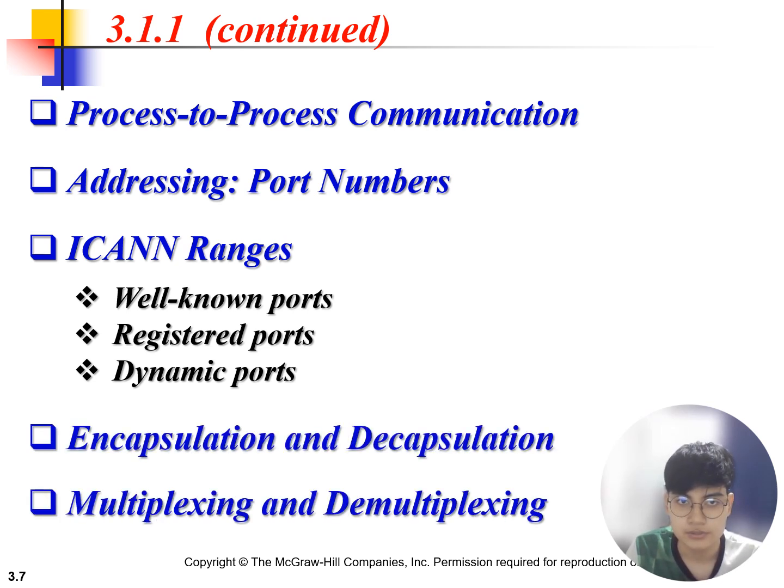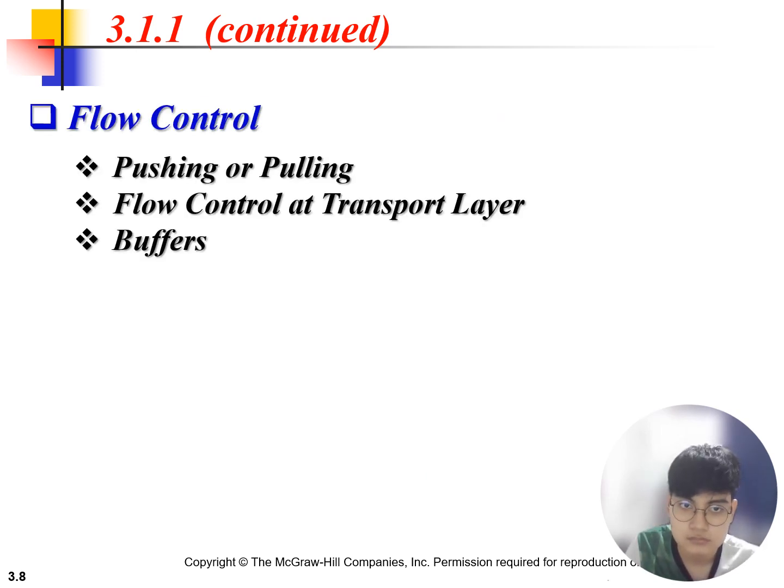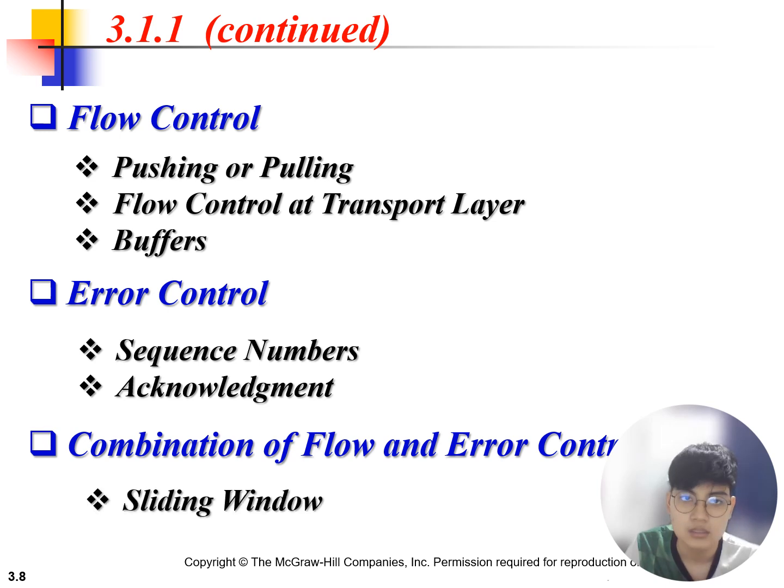Okay, process-to-process communication, addressing, port numbers, ICANN ranges: well-known ports, registered ports, dynamic ports, encapsulation and decapsulation, multiplexing and demultiplexing. Flow control: pushing or pulling, flow control at the transport layer, buffers. Error control: sequence numbers, acknowledgement, and the combination of flow and error control, sliding window.